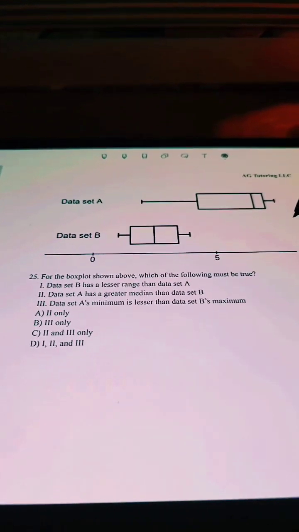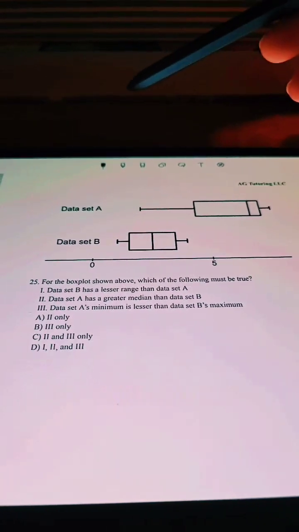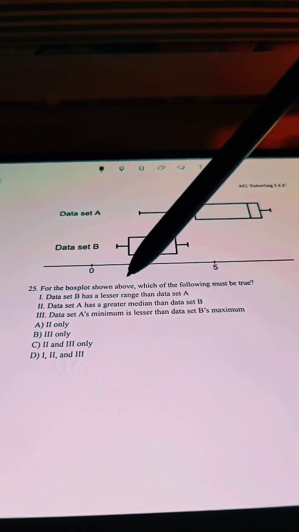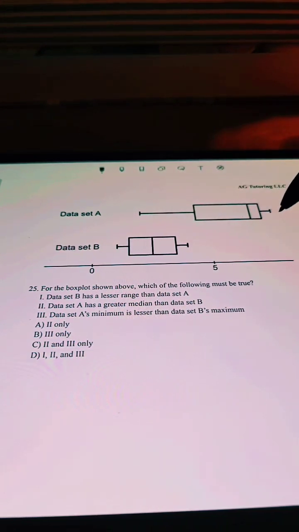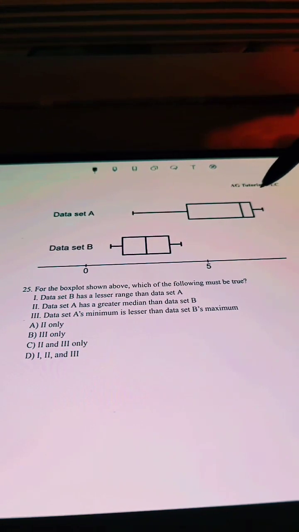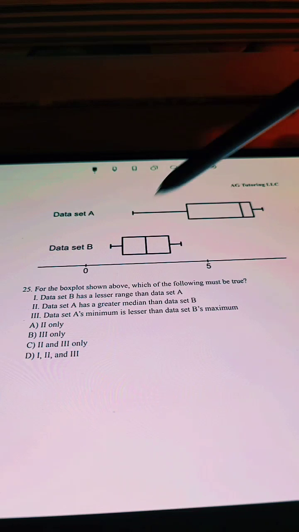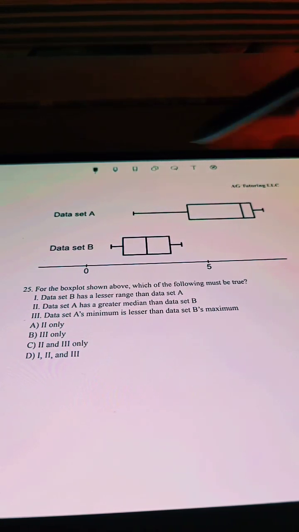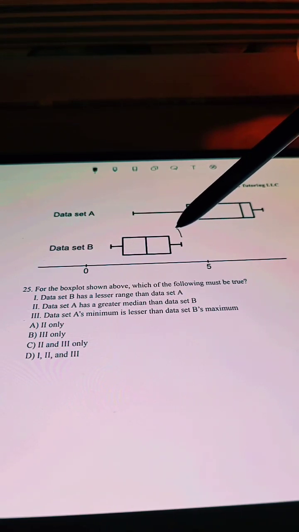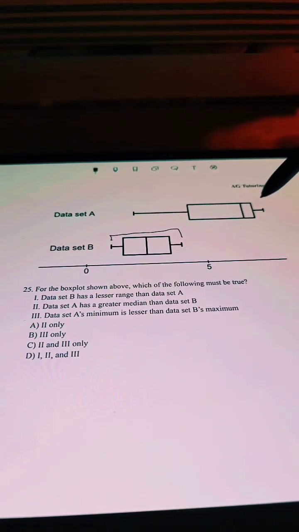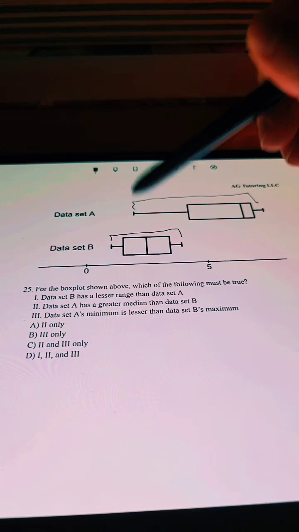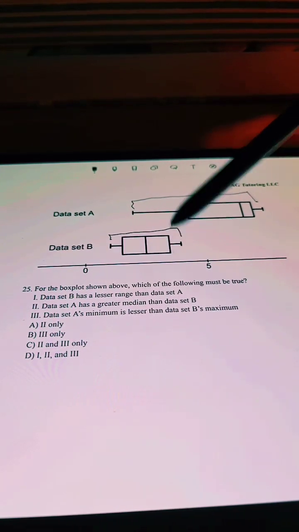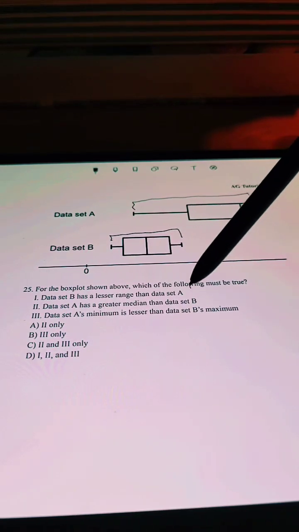So let's go and do this one. For the box plot shown above, which of the following must be true? Dataset B has a lesser range than dataset A. So remember, if it's just regular range, it's the length from one end to the other. So this basically is the range of dataset B, and this is the range of dataset A. So dataset B does in fact have a lesser range than dataset A, so that tracks.